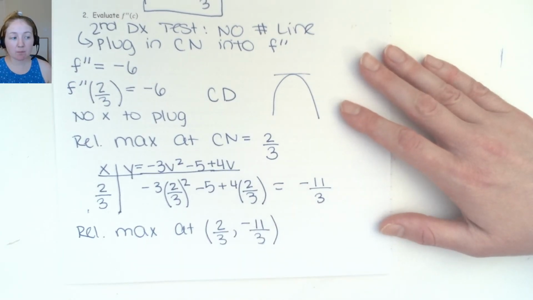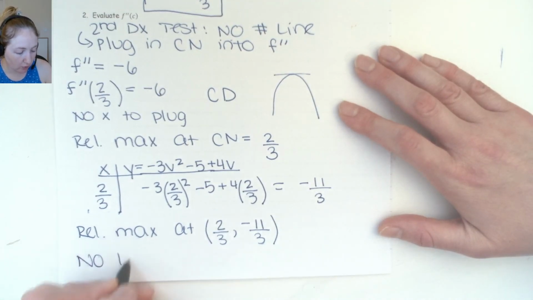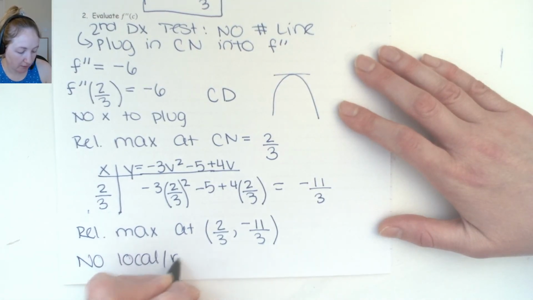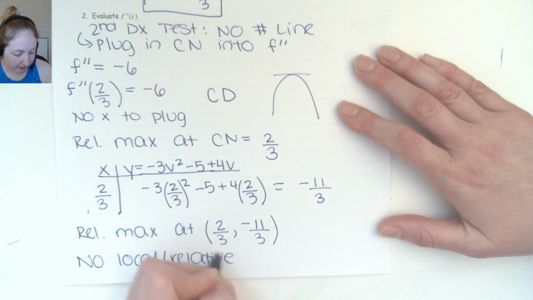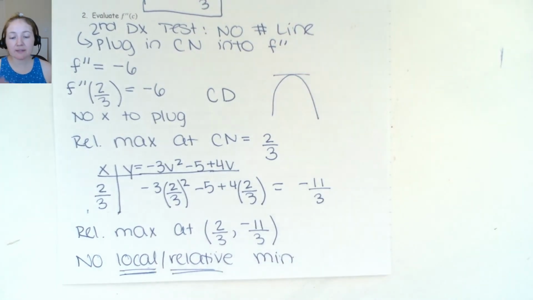Now, in terms of the minimum point, there is no local or relative minimum. And I do want to point out, when they're referring to local, that is the same thing as relative. So don't get thrown by that. If it says local, it is the same thing as relative.